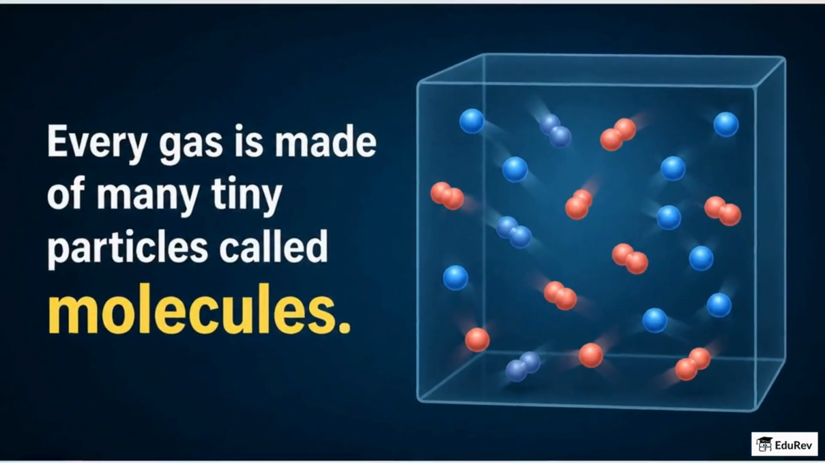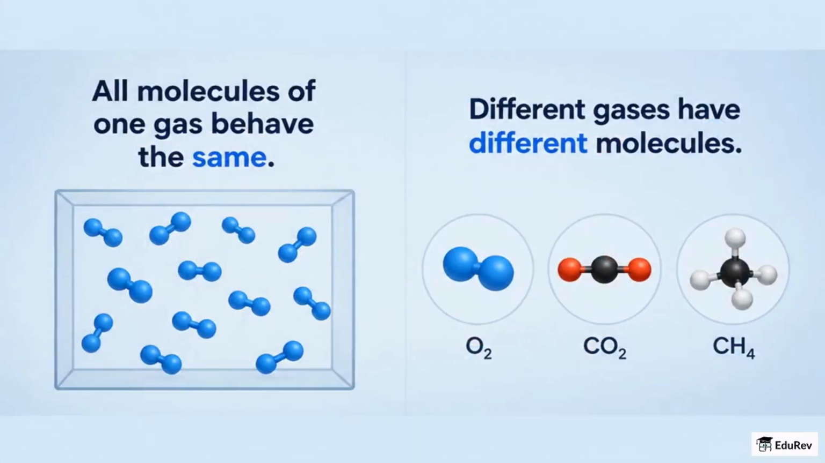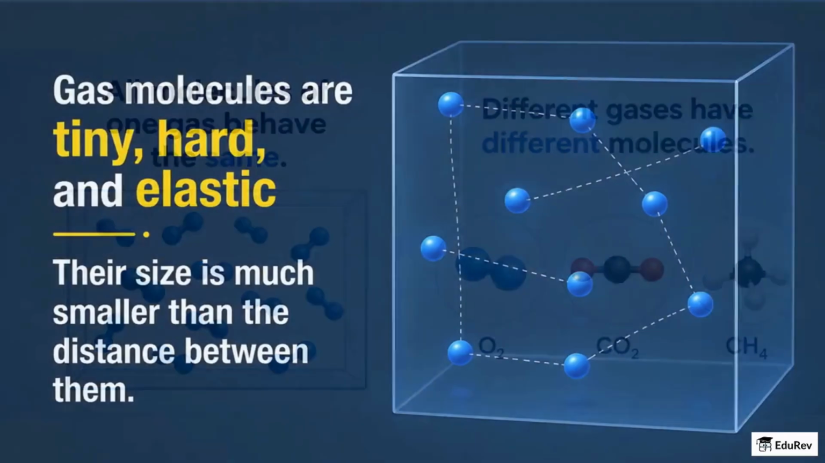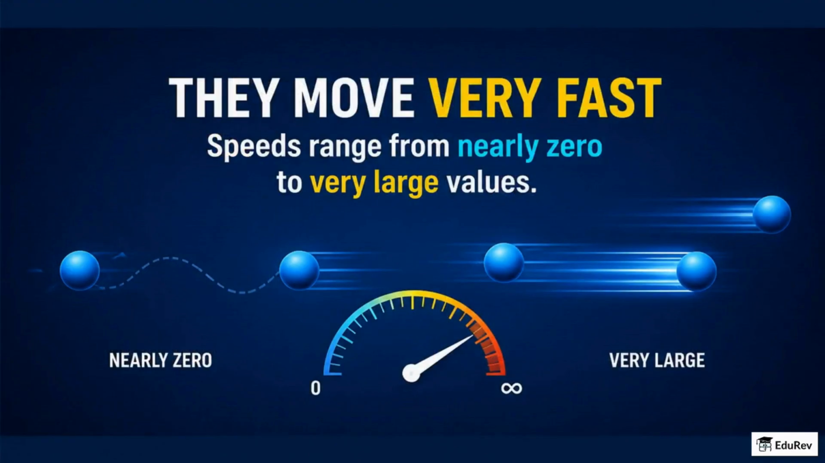First, the basic picture. Every gas is made of many tiny particles called molecules. All molecules of one gas behave the same, but different gases have different molecules. We treat these molecules as tiny, hard, and elastic point masses, so their own size is much smaller than the distance between them. They move very fast, with speeds ranging from nearly zero to very large values.